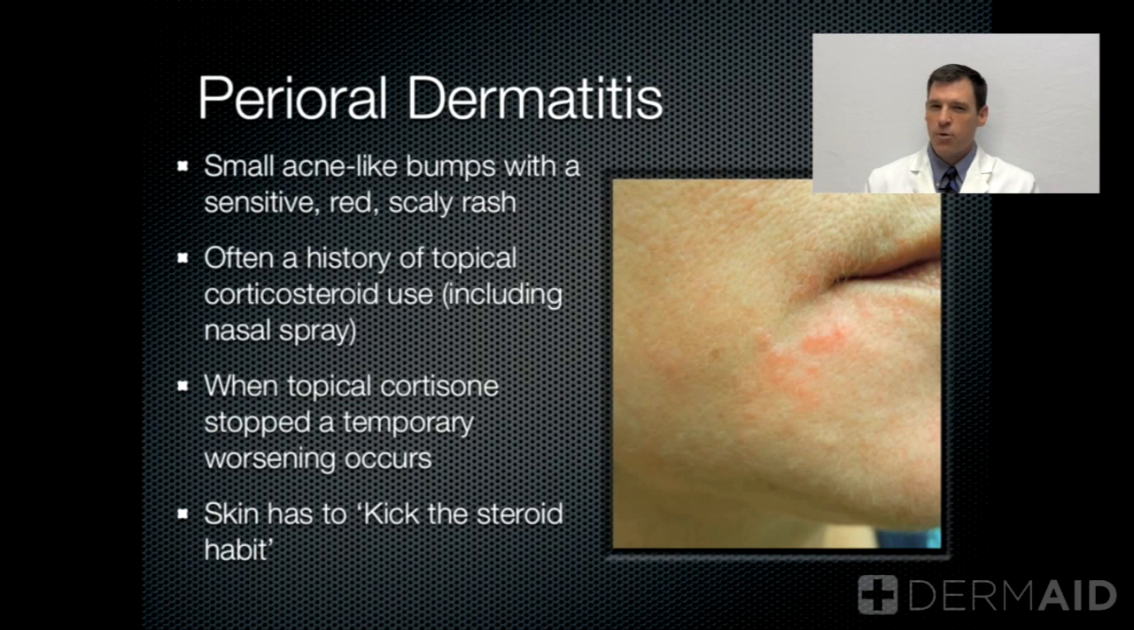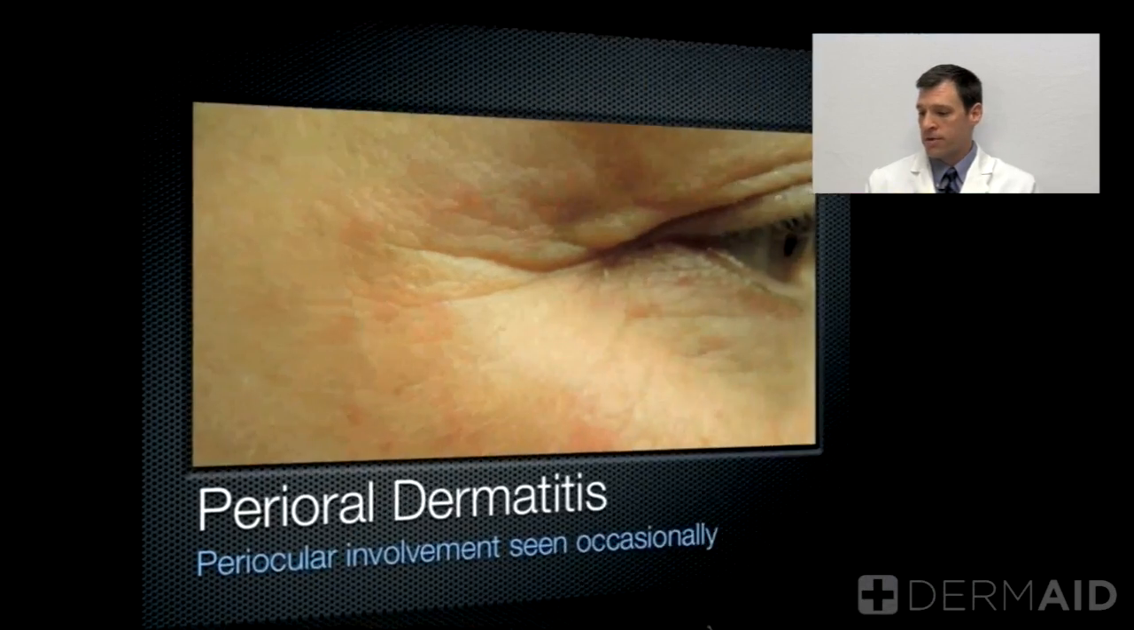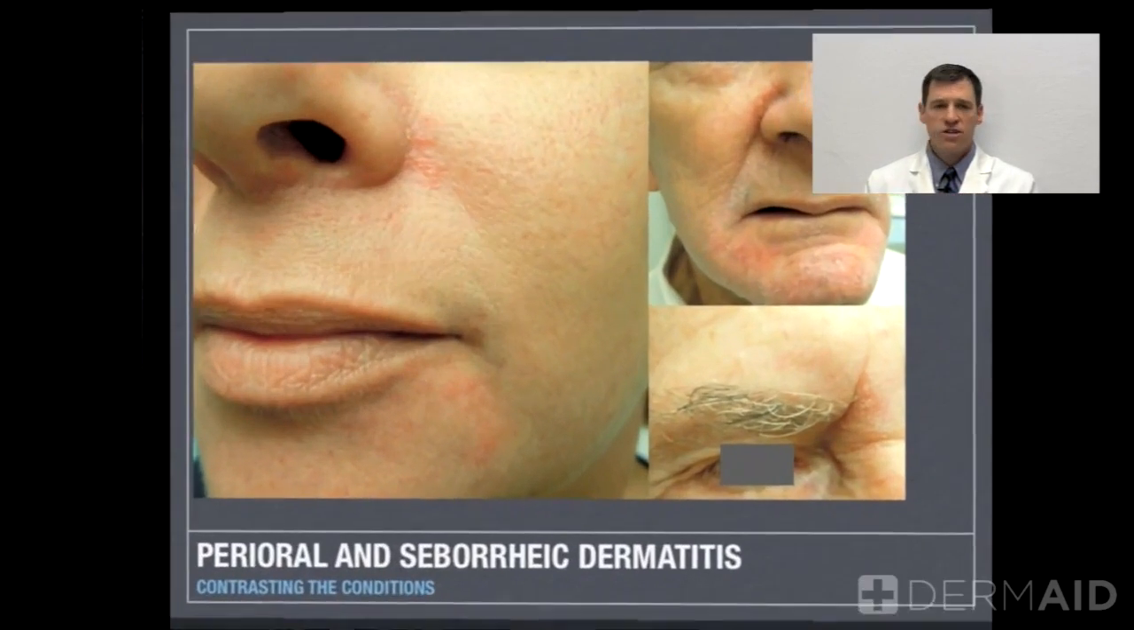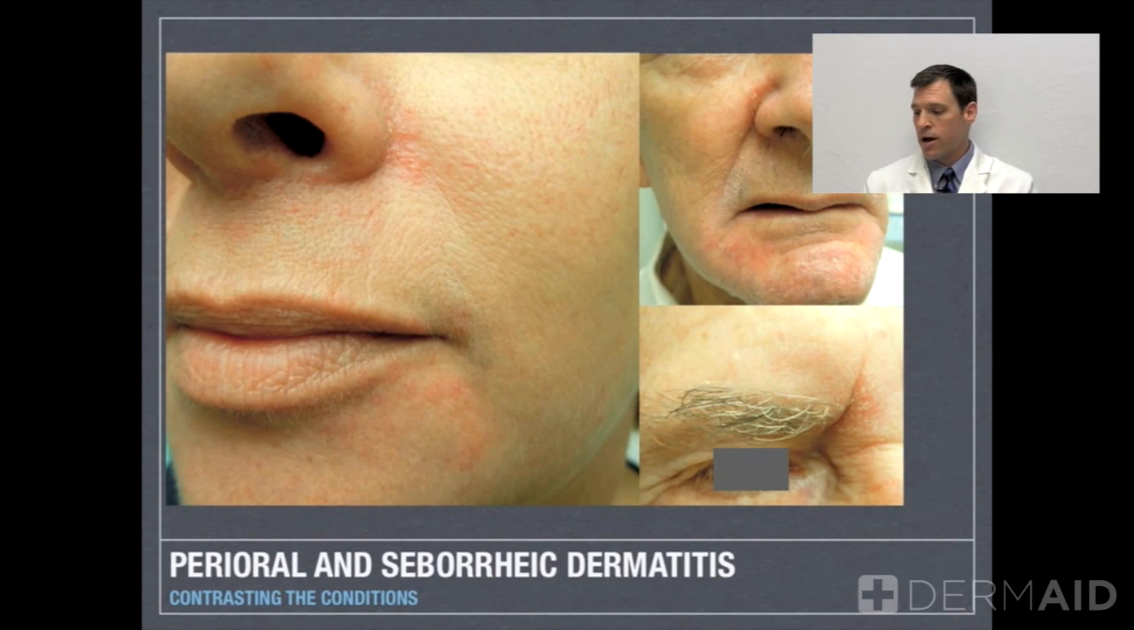So avoidance of topical corticosteroids, or discontinuing them, is important when treating perioral dermatitis. Topical cortisone nasal sprays have also been known to trigger perioral dermatitis. So when you treat it, you have to kick the steroid habit. Again, if it's around the eyes, usually this is a secondary presentation. It starts around the nose and the mouth, and then eventually we can see it around the eyes as well, presenting as small acne-like bumps.